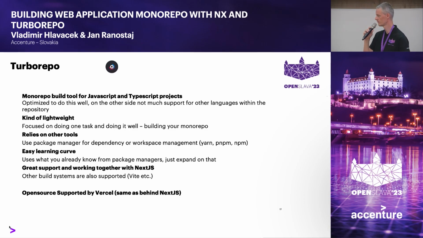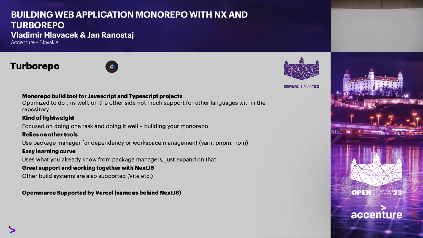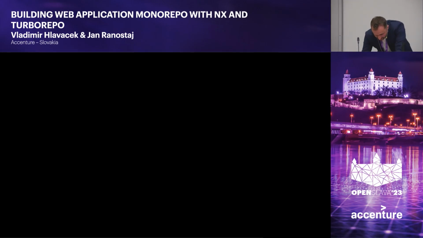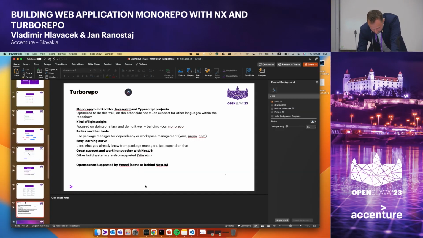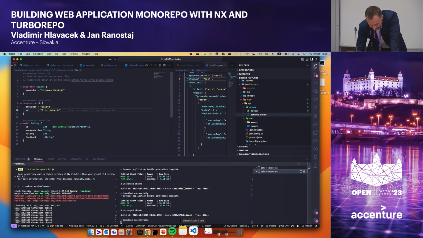So with this, we will probably get to the code and show you how a project is built with NX and how it looks when it's built with Turborepo. Yeah, so let's jump into code. I will show you first how we run it in NX, how we have the application set up.